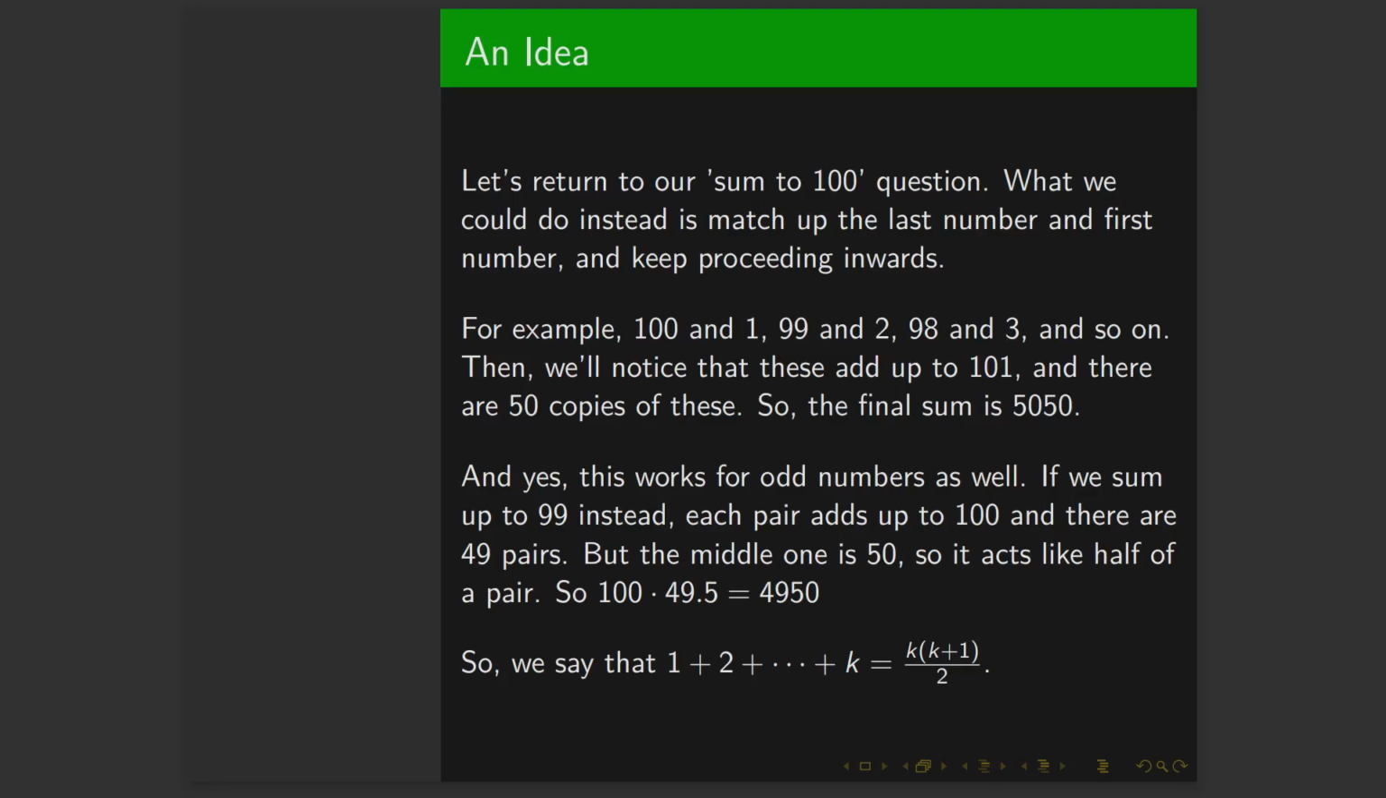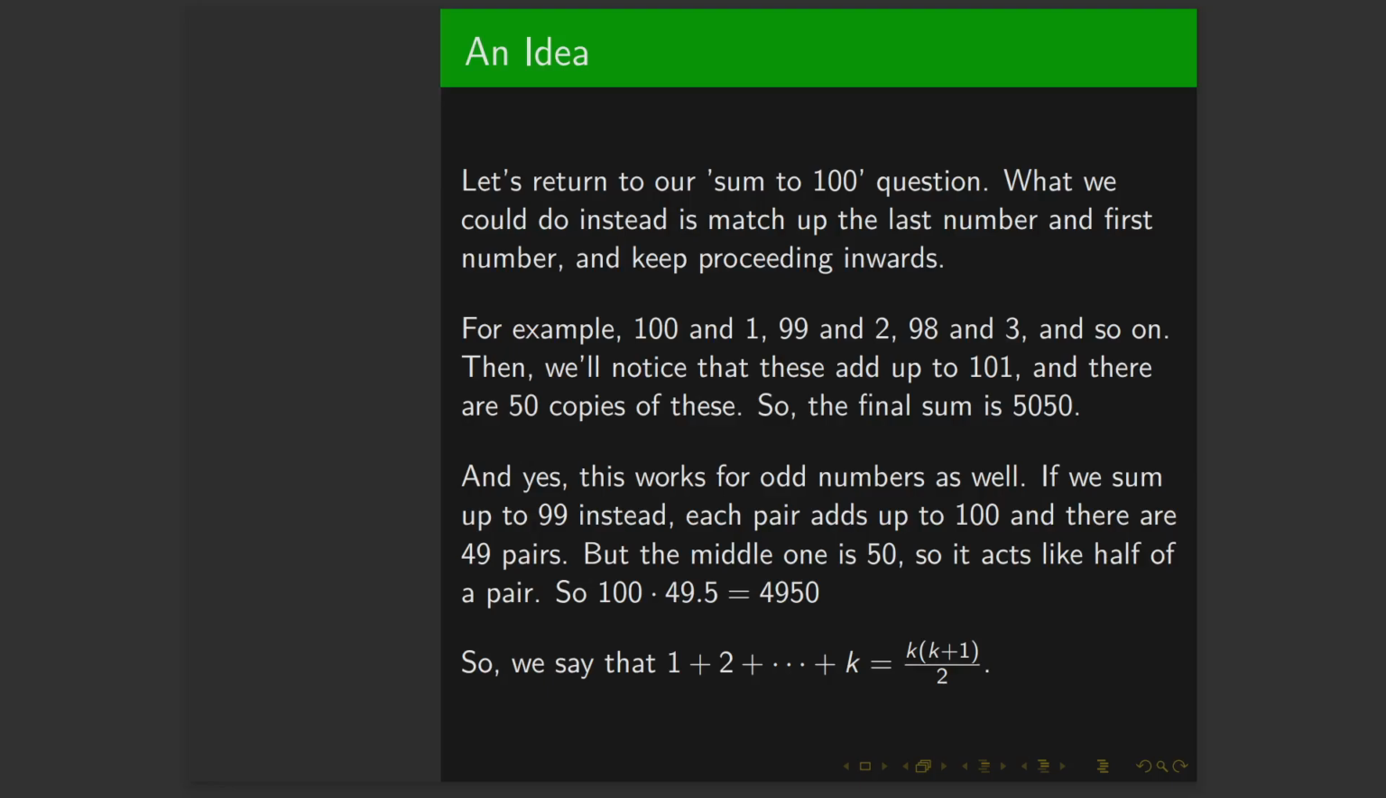And surprisingly, this works for odd numbers as well. So let's say we were to sum up to 99 instead. Well, each pair, 1 and 99, 2 and 98, 3 and 97, you match a beginning with an end, so they add up to the same number, 100. And we get 49 pairs, but the number in the middle is 50, so it kind of acts like half of a pair. So we get 100 times 49 and a half, and this is 4,950.